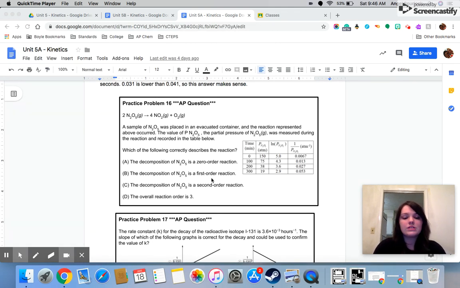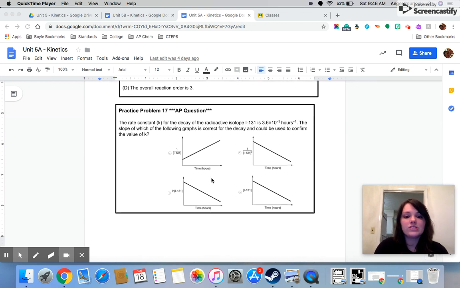So the correct answer here is B. The decomposition is first order. So for question 17, the rate constant for the decay of a radioactive isotope is given to you. So that's the K value is given to you. The slope of which of these graphs is correct?